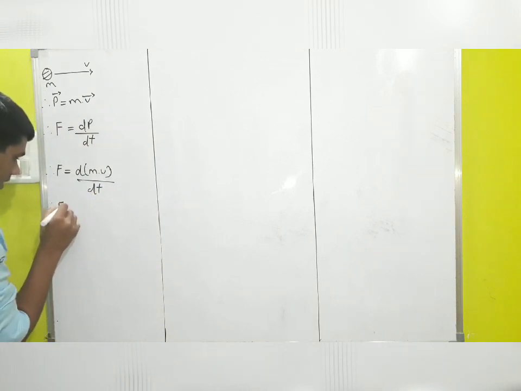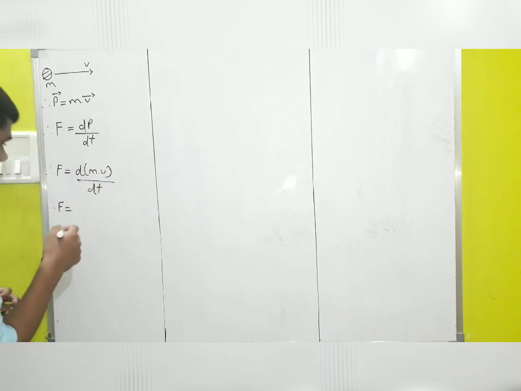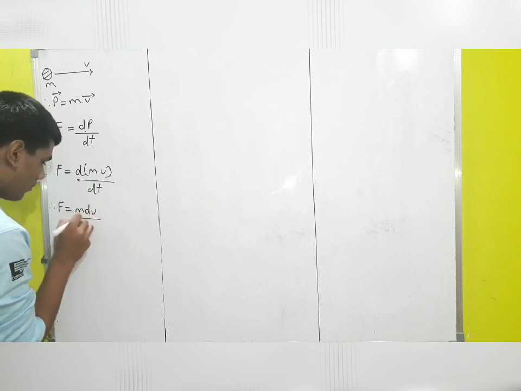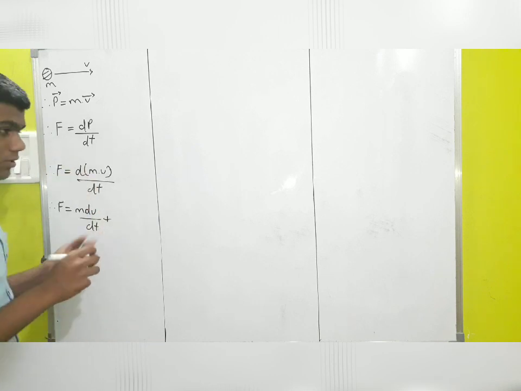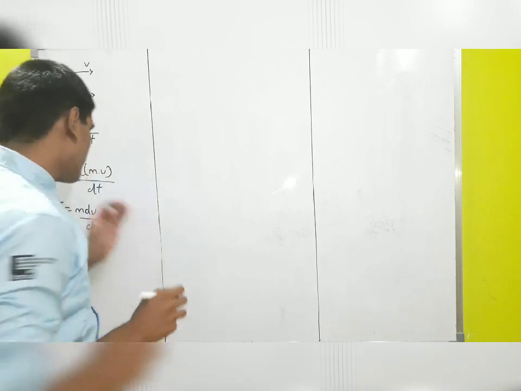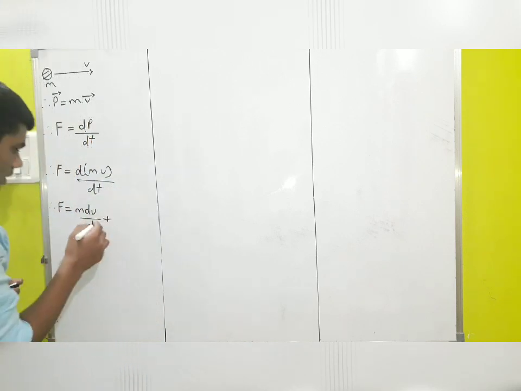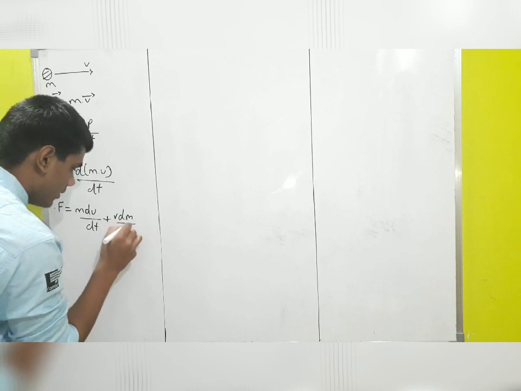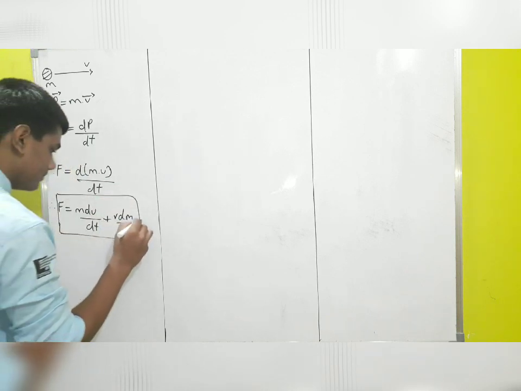So let's differentiate them. F is equal to, what will come here? First we will take m ahead and differentiate v, that is velocity. So first take m, dv upon dt, addition sign, and its multiplication here. During differentiation, if there is a multiplication, you need to add the positive sign. Now let's take v times dm upon dt. Now let's mark this equation as 1.